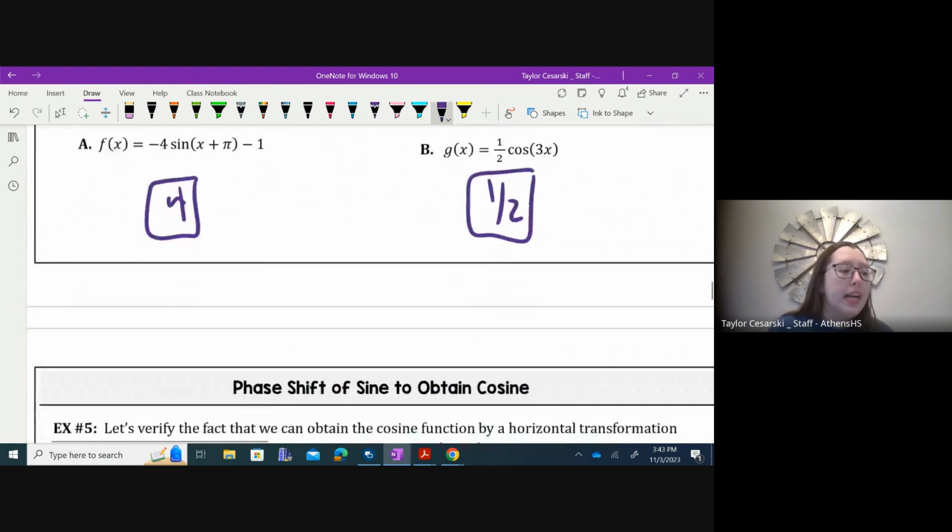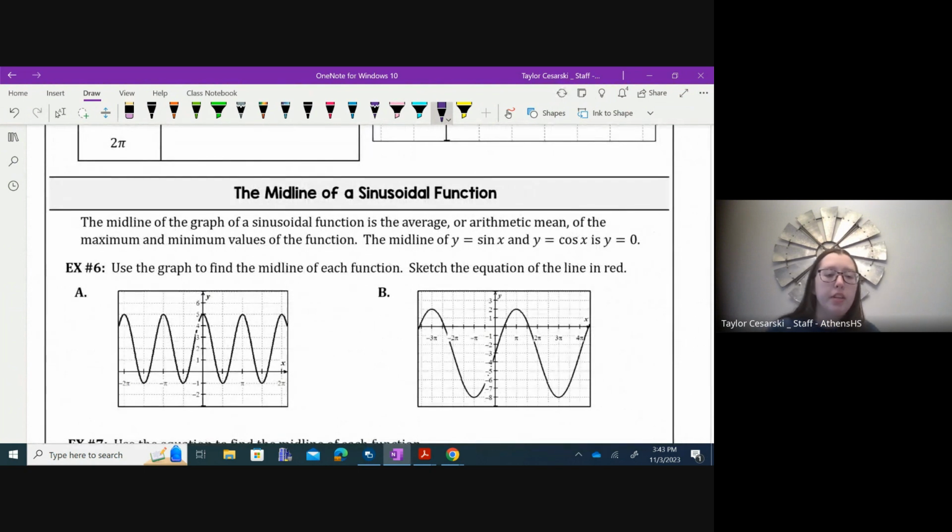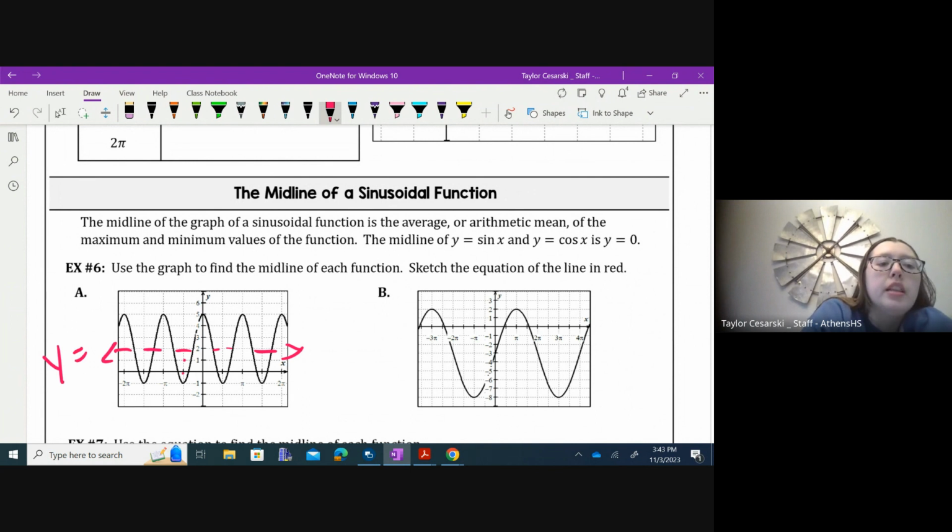Let's look at midline now. If you go to the bottom right here, example 6, find the midline of each function. This one I think might be the exact one we just did, and I already told you the midline. So that would be y equals 2. Midline is always a line, so it should always have y equals in front of it. This one I see my top is 2 and my minimum is -8. So that's a total distance of 10 units. To get the midline, I'm just going to count up 5. So that would be y equals -3.